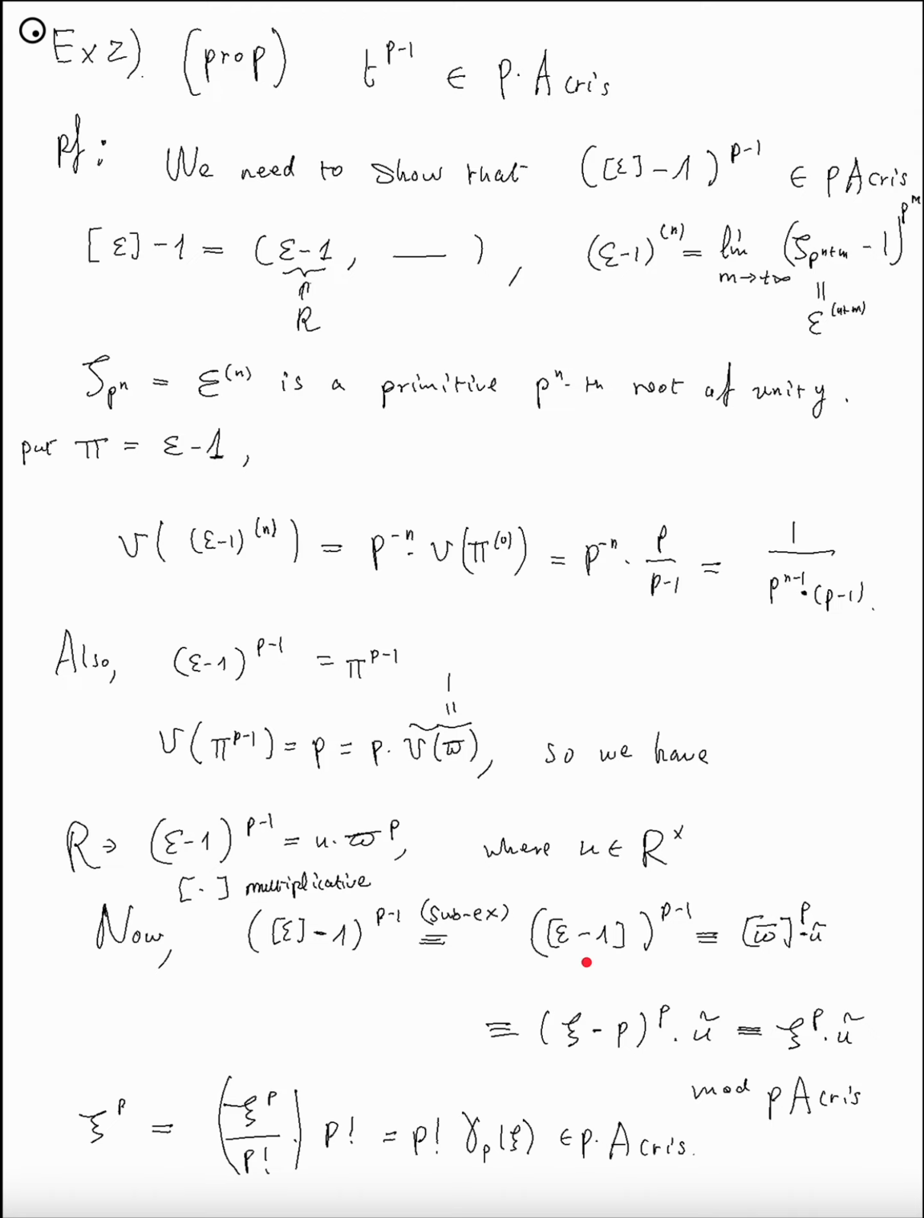Actually, this should not be difficult because this is congruent to epsilon minus 1. This is also congruent to epsilon minus 1 modulo p. Right, so this should be congruent. Good. And so we are done.